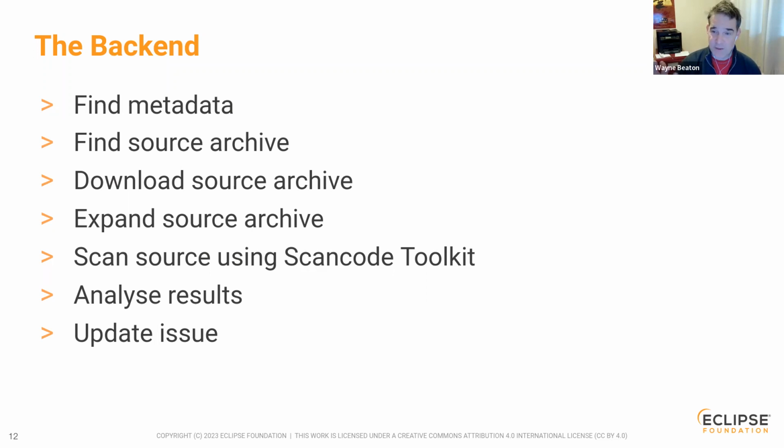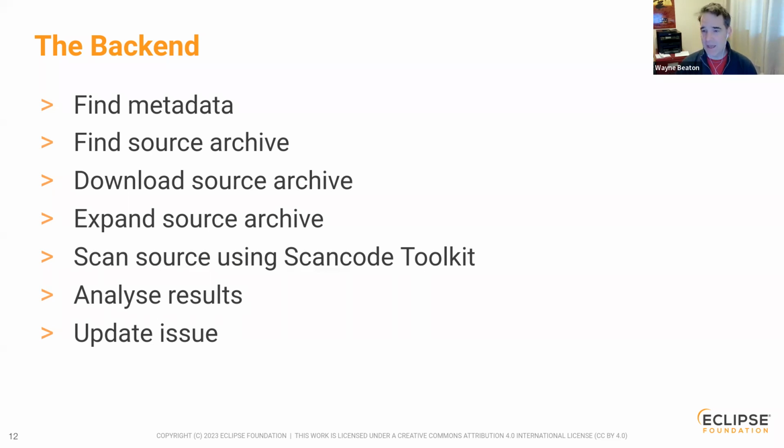Carrying on. So it finds metadata. Based on the metadata and the state of the issue, it finds the source archive. It will download the source archive, expand the source archive. It actually digs in if there's zip files inside zip files. It expands everything out, runs a source scan using a tool called Scan Code Toolkit, and then analyzes the results and updates the issue accordingly. Again, if in the analysis of the scan code results, it determines that the licensing is pretty clear, it just approves the issue and pushes data to the Foundation database.